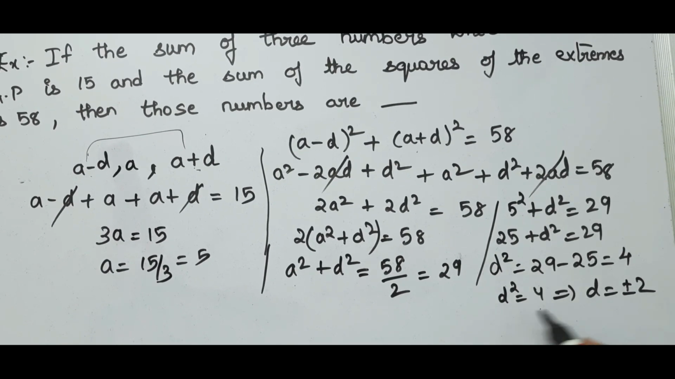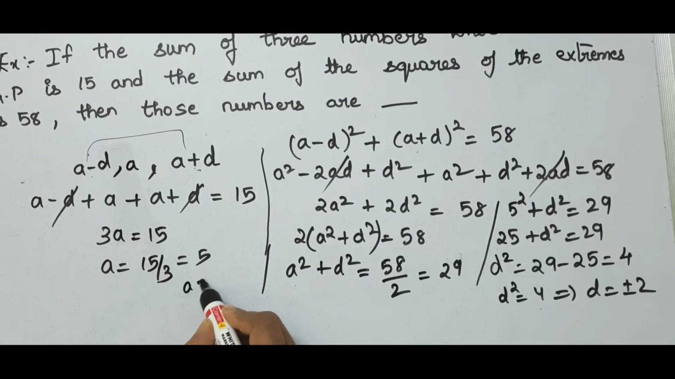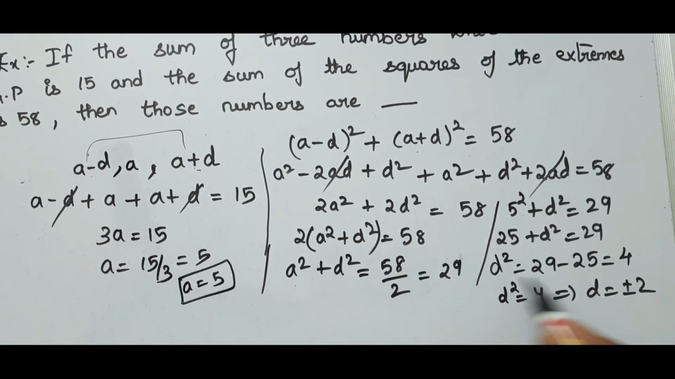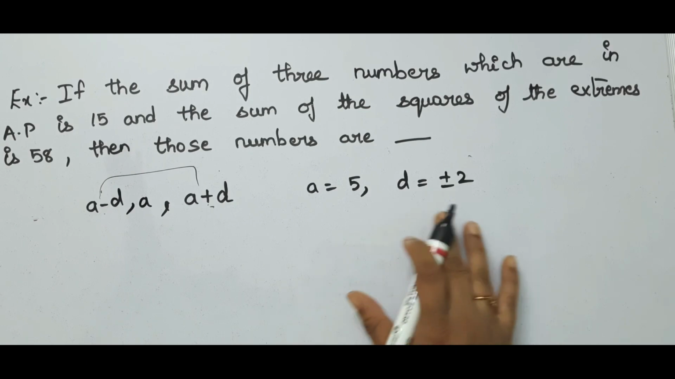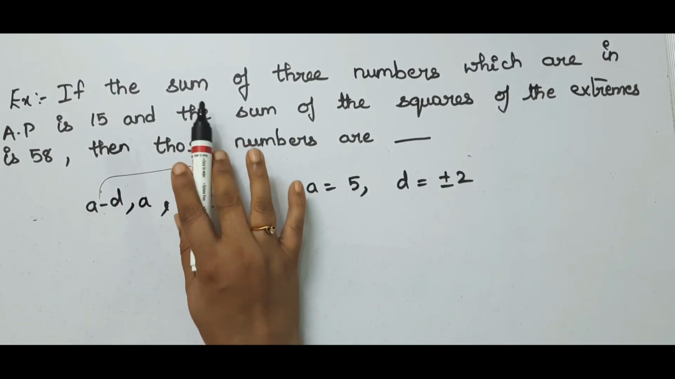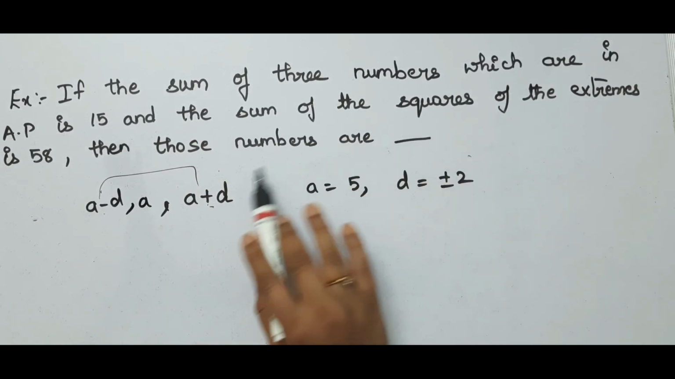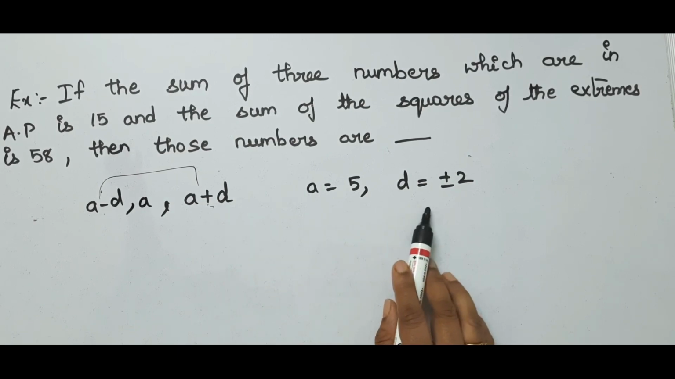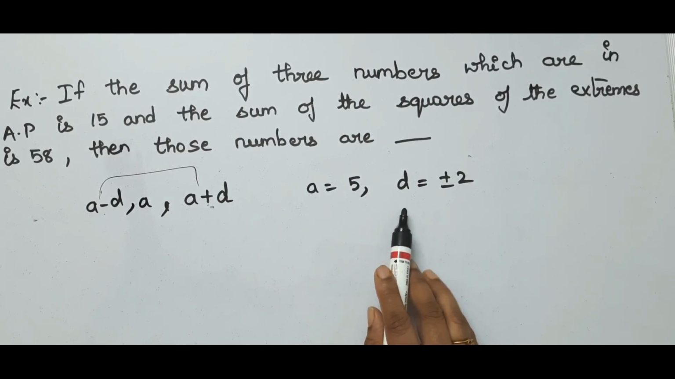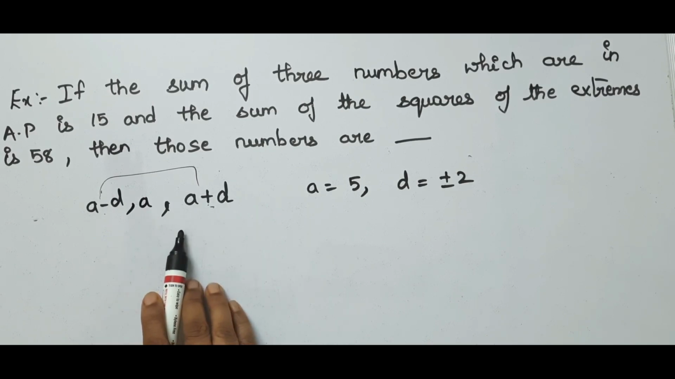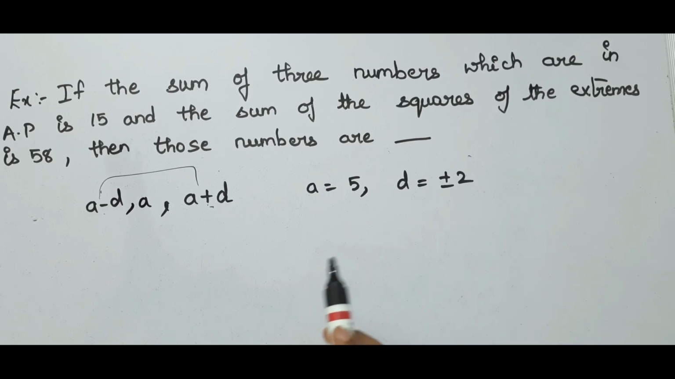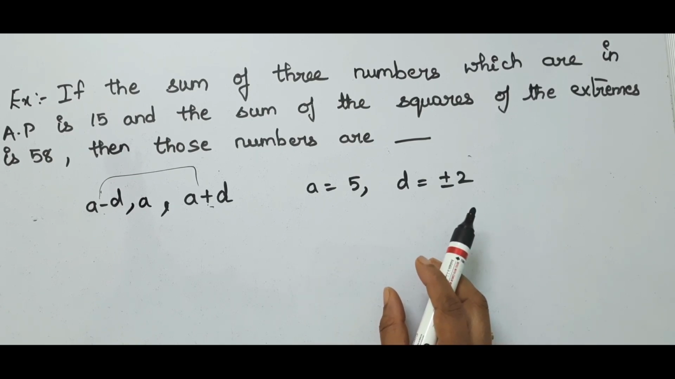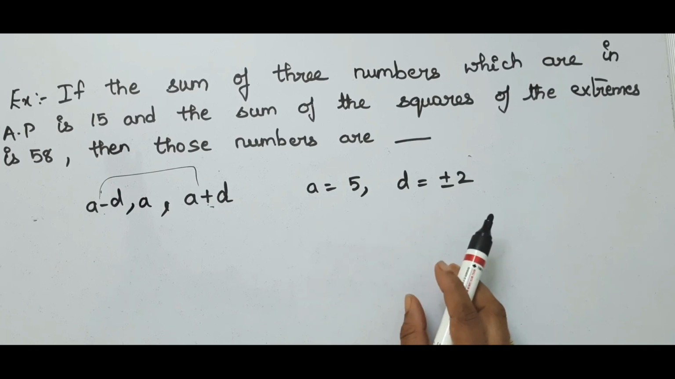So we got the two values, that is a is equal to 5, one value, and d is equal to plus or minus 2. So these are the values we got using these two conditions, that is the sum of three numbers and the sum of squares of extremes. Once you have the a value and d value, we can easily write those three numbers, is it not? First, here d is plus or minus 2. First, let us calculate those three numbers at plus 2.